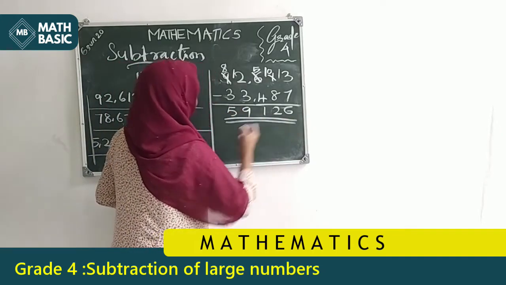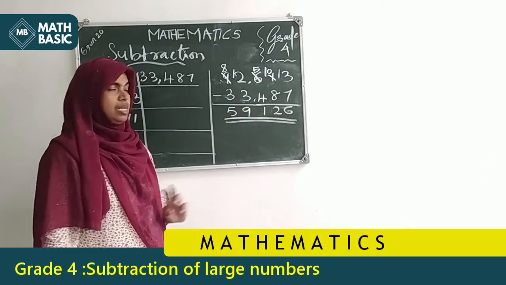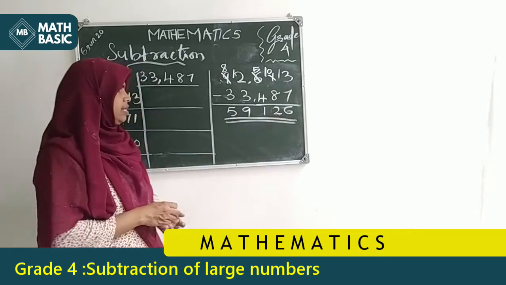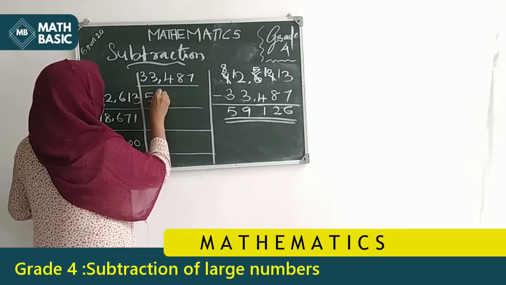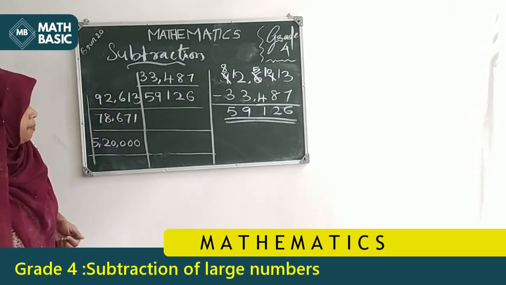Okay. Then here the places are ones, tens, hundreds, thousands, 10,000. 59,126. Okay, this is the answer. The difference is 59,126.